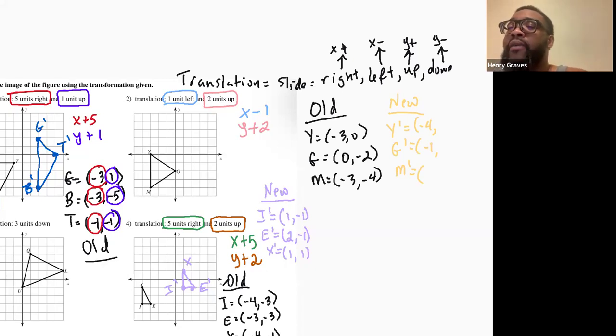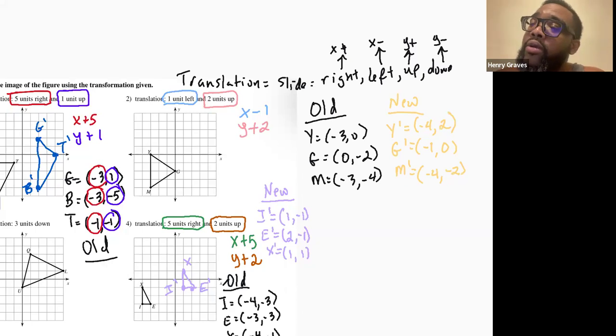Then my y numbers, I have to add 2 to them. So 0 plus 2 is going to be 2. Negative 2 plus 2 is 0. And then negative 4 plus 2 is negative 2. So I add them up. Negative 4 and 2 is up here. That's my new y number. Then negative 1, 0. That's my new g number. See, I'm doing the same color. And m is negative 4, negative 2.